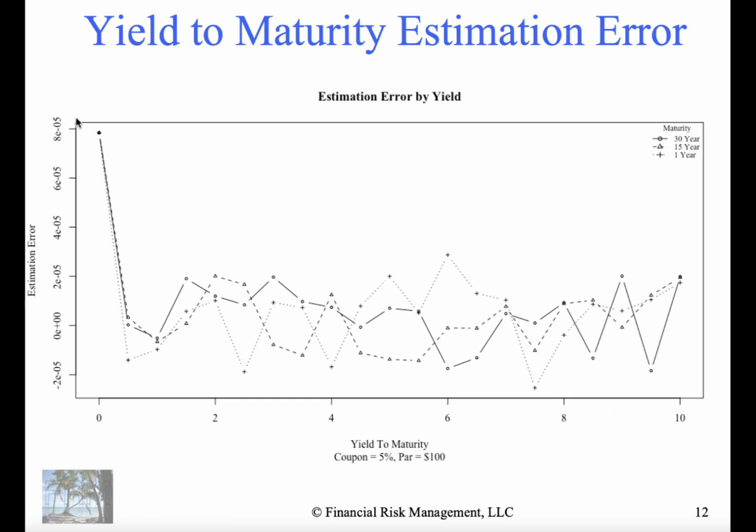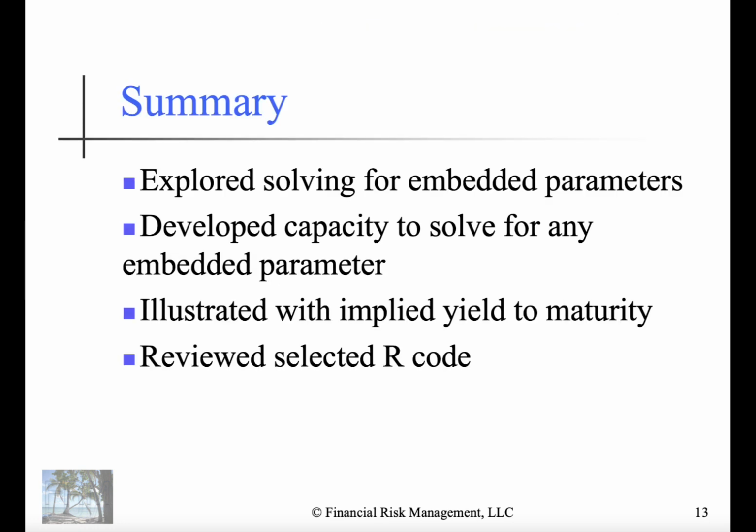What we notice is when the yield to maturity is 0, the bond valuation is very simple. It's simply the sum of the coupons plus par. The search engine struggles a little bit there, but typically with any normal coupon bearing bond, it is extremely accurate, and even e to the minus 5 is very accurate. And so this particular method is working well. And so we basically introduced you to embedded parameters.